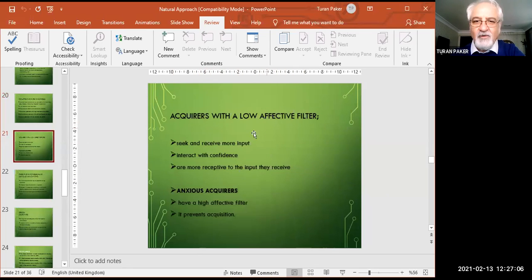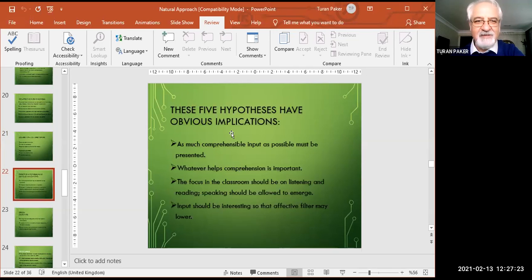Acquirers with a low affective filter seek and receive more input, interact with confidence, and are more receptive to the input they receive. Anxious acquirers have a high affective filter, and it prevents acquisition, and they usually avoid communication. These five hypotheses have obvious implications.